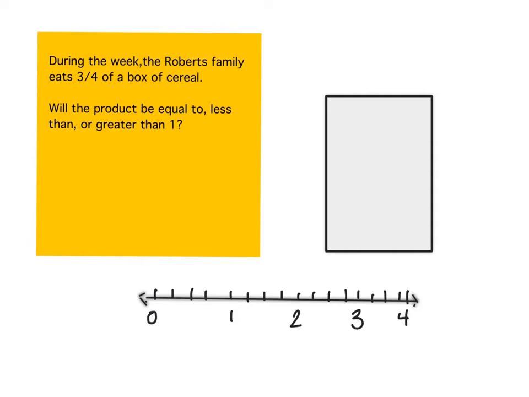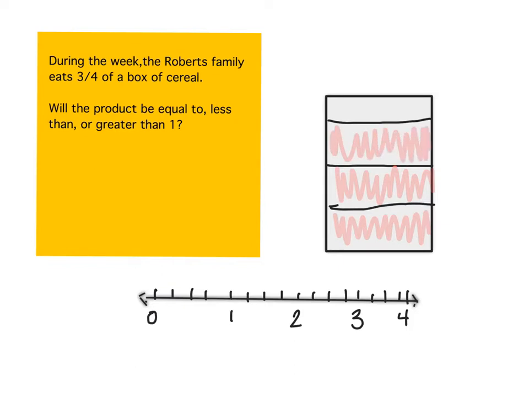So here we have a word problem. During the week, the Roberts family eats 3/4 of a box of cereal. Will the product be equal to, less than, or greater than 1? So here's my model that's going to represent my box of cereal. And I only have one box of cereal because it says eats 3/4 of a box of cereal. That means just one box of cereal. So I'm going to divide this into fourths. And if the Roberts family eats 3/4, first of all, that means Drew wasn't eating any if we only ate 3/4. But okay, so this model represents 3/4, and you can see that it is less than one whole box.